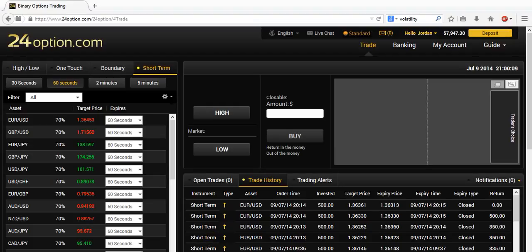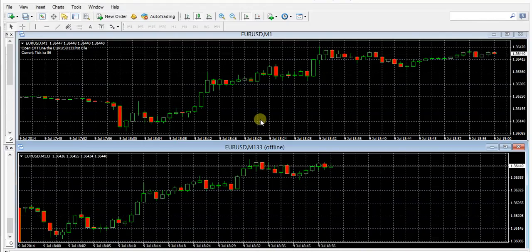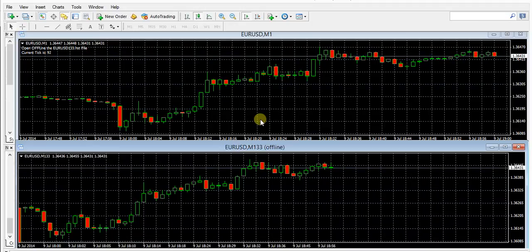And again, the more experience you have with this trading strategy, the better you'll be at it. You don't have to be investing $500 every single time. You can be investing the minimum amount with whatever broker you're trading with, and that's it.